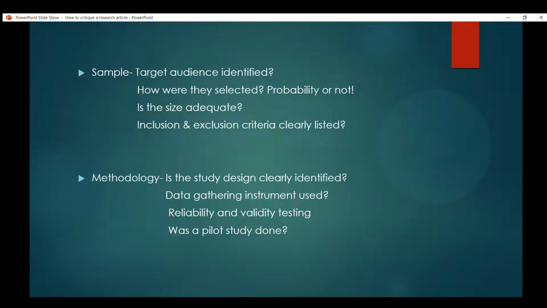Okay, what does validity mean? Let's even start from there. Validity means that the instrument is able to measure what it is made to measure. Say, for example, a weighing scale is used to measure weight, so that means it is a valid instrument for measuring weight. You don't expect a weighing scale to measure waist circumference. Do you get? Now, what does reliability mean?